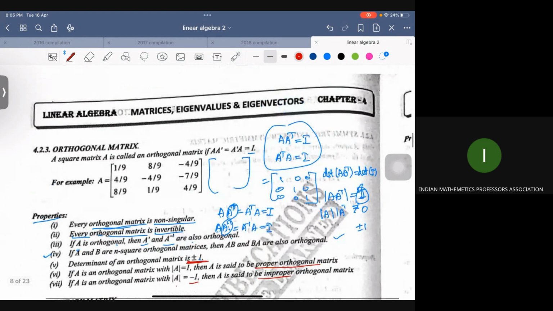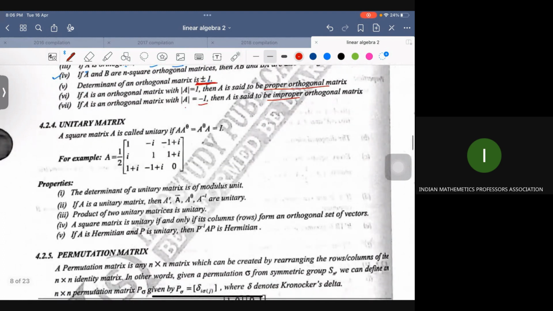For real numbers, we say A into A transpose equal to A transpose A equal to I is an orthogonal matrix. This is the same in the case of the conjugate transpose: A into A bar transpose equal to A bar transpose A is equal to I. Then we can say this matrix A is said to be a unitary matrix. For example, this is a unitary matrix. Here A into its conjugate transpose will be an identity matrix. And the determinant of a unitary matrix will be of modulus unity. If A is a unitary matrix, then A bar, A transpose, A conjugate transpose and A inverse are all unitary. The product of two unitary matrices is always a unitary matrix.